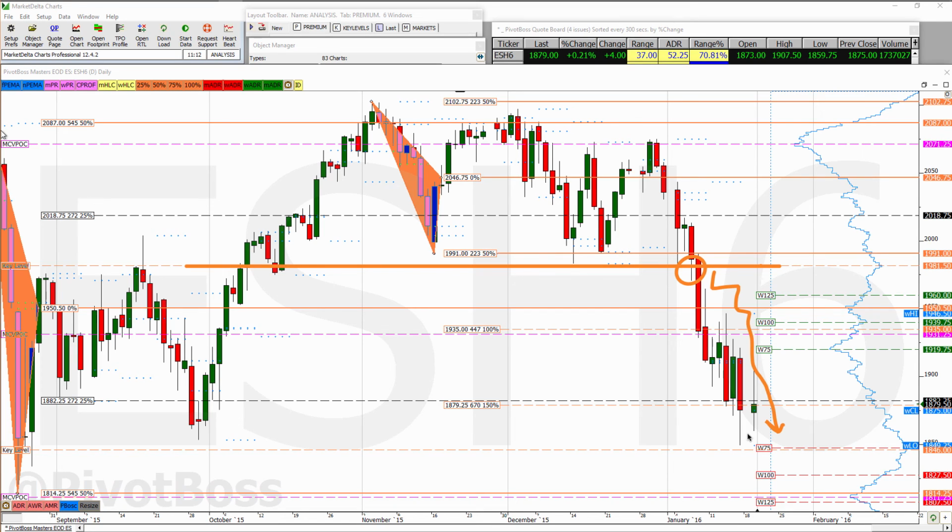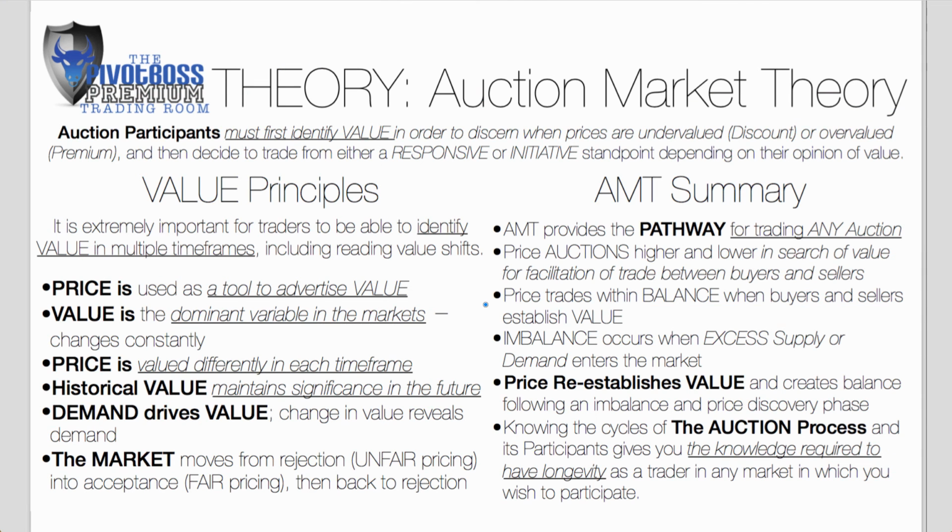And then again, what is the market looking to do? At some point when the price discovery phase is over, you're going to see a bounce, and you're going to see the creation of a trading range where the market can conduct fair facilitation of trade between buyers and sellers. Price trades with balance when buyers and sellers establish value, right? And then imbalance occurs when excess supply or demand enters the market. We've seen that. Price reestablishes value and creates balance following an imbalance and price discovery phase. That's what we just talked about.